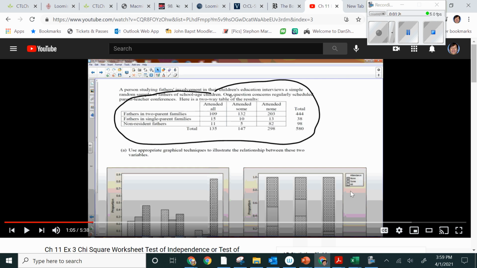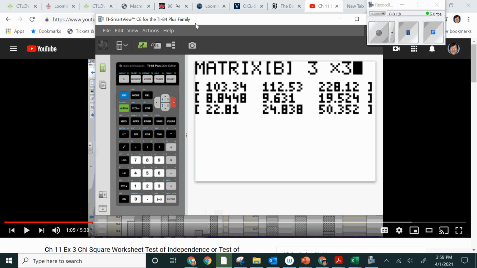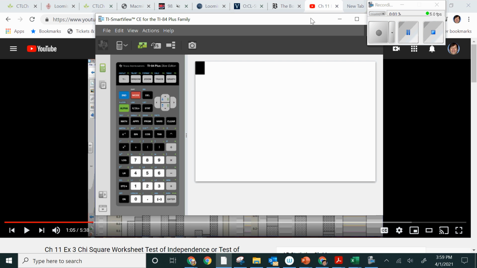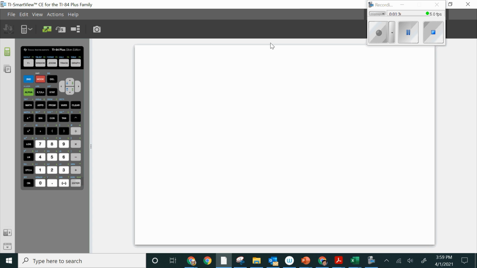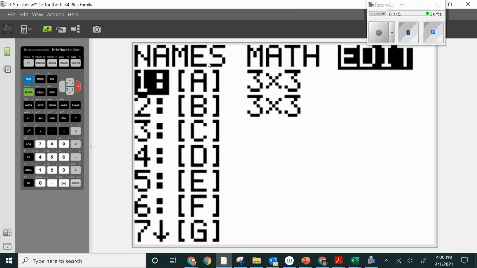So for using the TI-84 calculator, we'll start you off at the home screen. So here is the blank home screen. The first thing I want to do is go to second matrix. I probably have nothing in there, they're probably just A, B, C, D. So what I want to do is go ahead and hit edit.